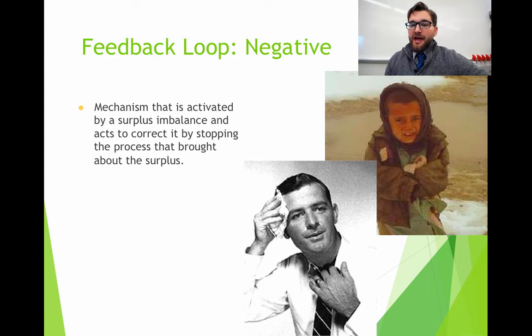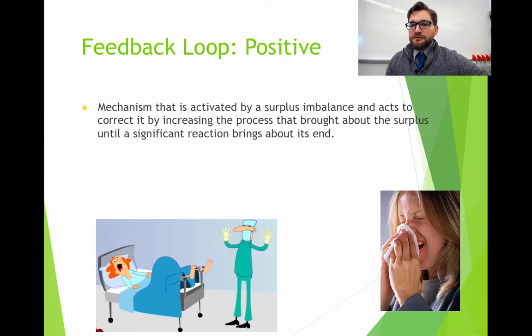A negative feedback loop is a mechanism that is activated by a surplus imbalance and acts to correct it by stopping the process that brought about the surplus. So for example, sweating. The surplus is heat in your body. Your body is trying to do something different to counteract that imbalance. The same thing with shivering. You're extremely cold. Your body is trying to do something to counteract that temperature difference.